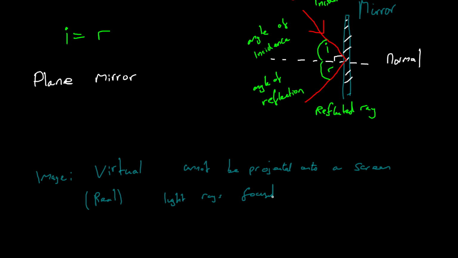So if you put a screen in front of your mirror, the screen wouldn't have just a representation of you on it. It wouldn't show an image of you. Whereas if you had a photo of you and you put it into a projector, that would shoot the light rays which make up an image of you. So that would be a real image. Virtual image is the one that we can see, but we can't put it on a screen. The light rays are focused on a screen to make a real image.